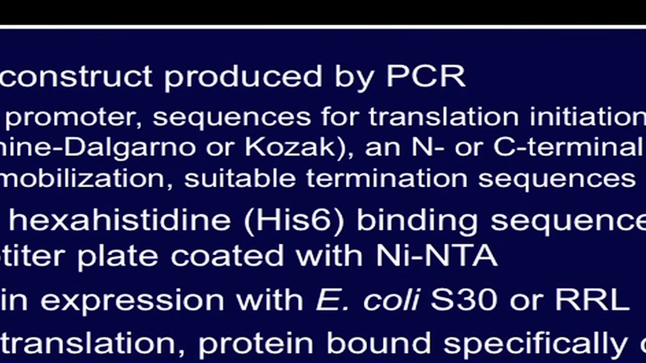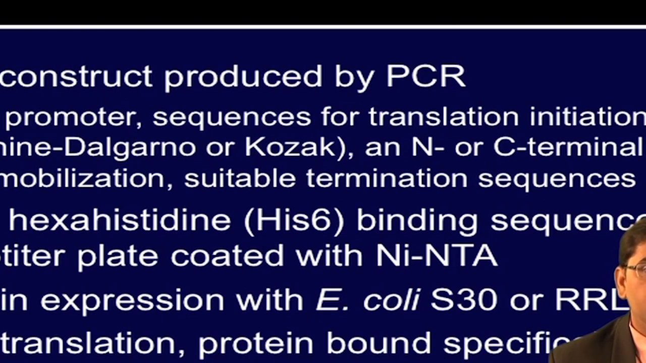In PISA methods, there are various requirements. The DNA construct can be produced by PCR. As listed here in the slide, the construct should contain a T7 promoter, sequence required for translation initiation such as Shine-Dalgarno or Kozak sequences, N or C terminal tag sequence required for the immobilization of synthesized proteins, and suitable termination sequences. The solid surface has to be functionalized and nickel NTA added on the surface. So, one needs to add a histidine tag so that binding can be specific.